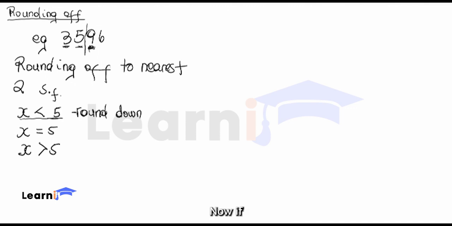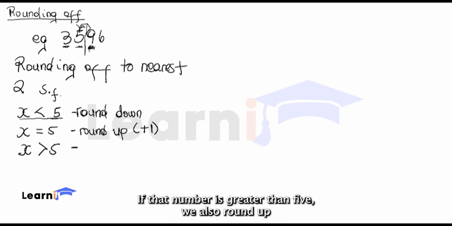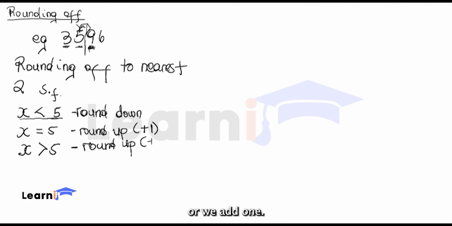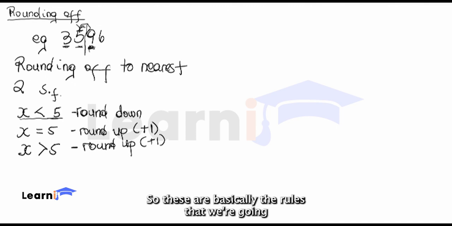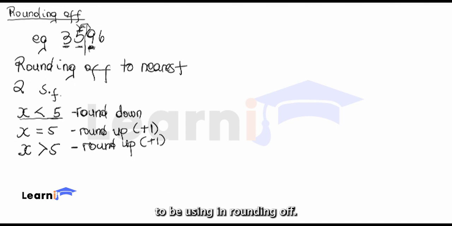But if the number is equal to 5, we round up, or we add 1. We add 1 to the 5. In the same manner, if the number is greater than 5, we also round up, or we add 1. So these are basically the rules that we're going to be using in rounding off.